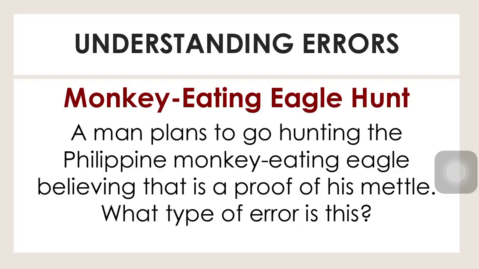Another example. Juan believes that selling shabu is just okay. Now, here's the main question. Is selling shabu acceptable? No. And Juan believes in that. So, believing in something that is not acceptable is a type 2 error.